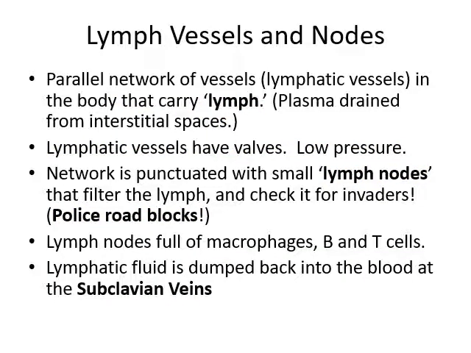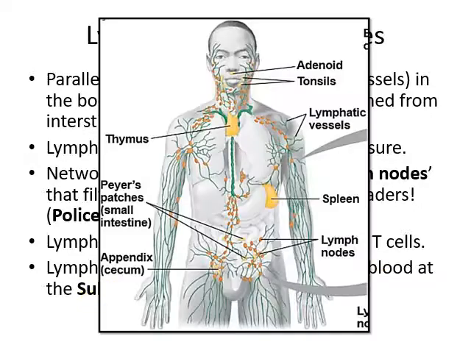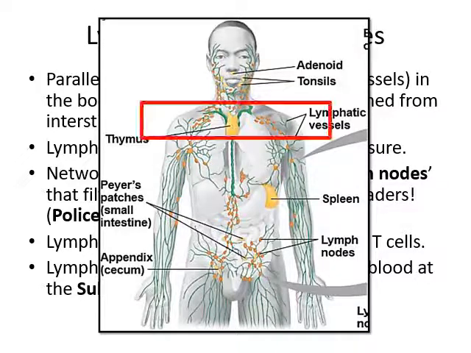So the lymph nodes are filled with macrophages, B cells, and T cells. If they encounter a bad guy, those B cells and T cells will multiply and swell up as they combat the bad guys, and that's why you get swollen lymph nodes. Ultimately, the lymphatic fluid is dumped back into the bloodstream at the level of the subclavian veins. Okay, so we dump the lymphatic fluid back into the bloodstream here.